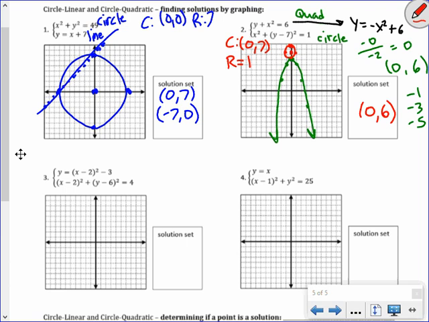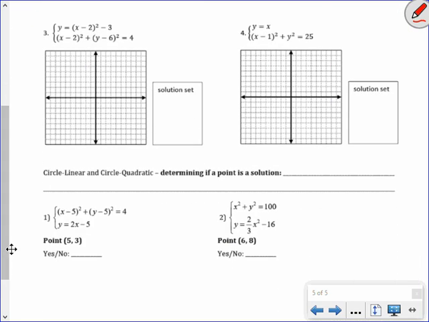Alright, I'm going to let you guys try the last two on your own. Number 3 and number 4. See if you can figure out those two, and then we'll do the last little section.